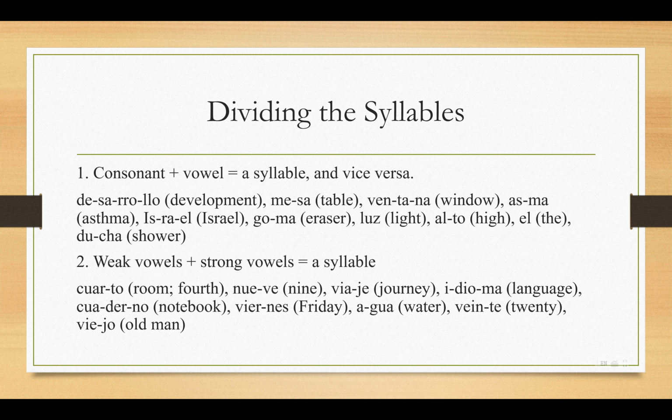2. Weak vowels plus strong vowels equal a syllable. For example, cuarto, nueve, viaje, idioma, cuaderno, viernes, agua, veinte, viejo.